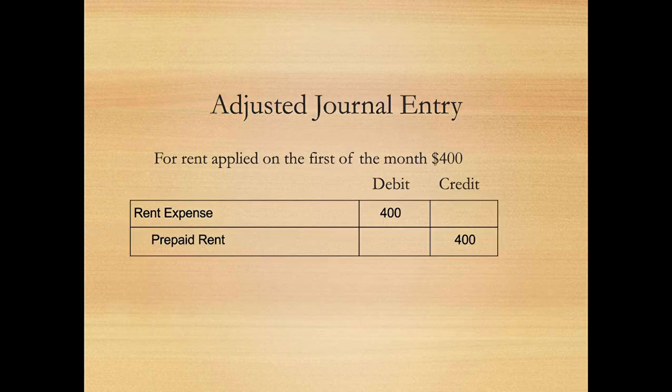So let's look at the actual journal entry. On November 30th, the last day of the month, under my adjusting journal entries, I would put rent expense gets debited $400, acknowledging the expense in the proper month, and crediting prepaid rent, bringing it down to the proper balance of $800.